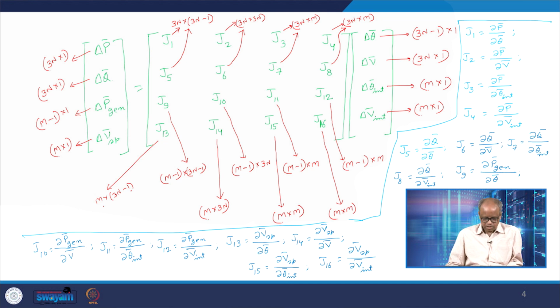So these are the definitions. These are the general definitions, in the same line as we have done for the balanced load flow. Now you see J1 is del P del theta, and this is a 3n cross 3n minus 1 matrix. So let us look at what this matrix would be.